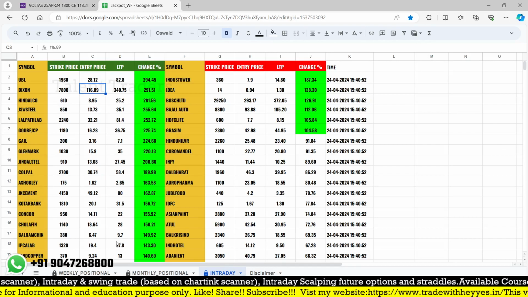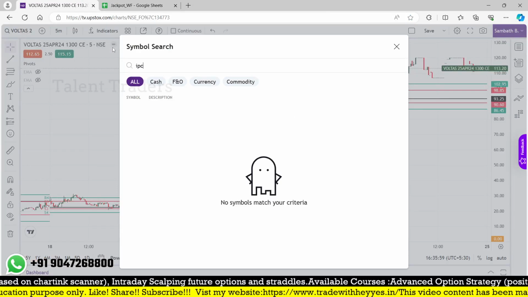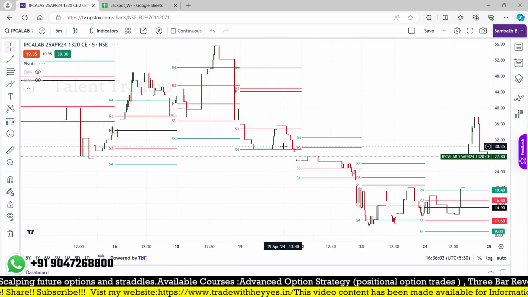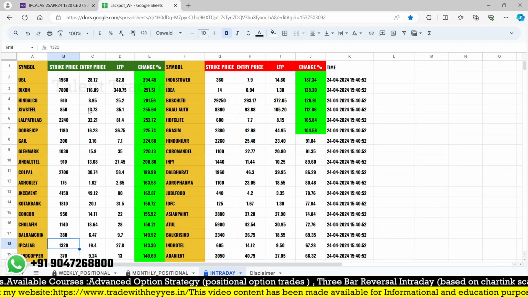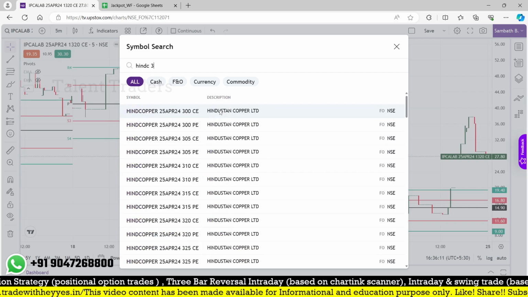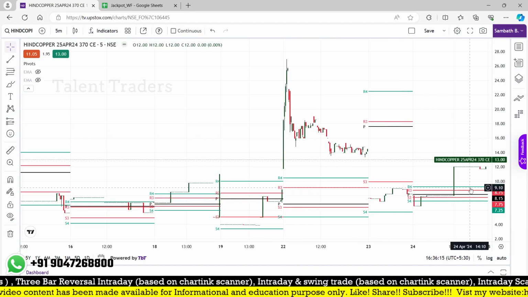A lot of stocks you can randomly check. IPCA Laboratories 1320. So let me check IPCA 1320, and this sheet is also available. Yeah, you can see the previous data. It is not liquid yet, so simply ignore it. Into copper 370, it is normally a liquidity issue. Let me check. You can see there is a liquidity issue.